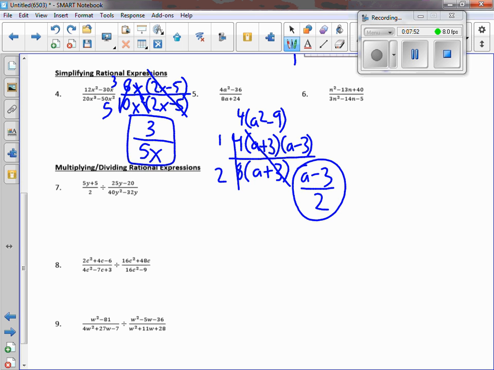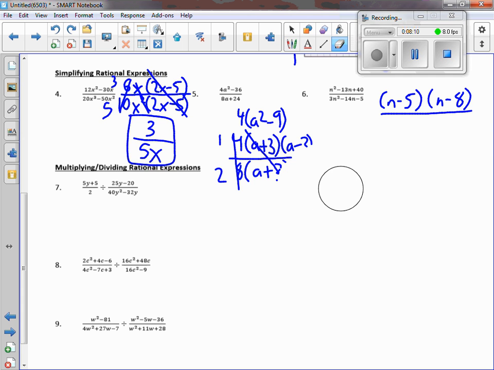Number 6, the top is a trinomial, so we'll add and multiply, adding to negative 13, multiplying to 40. That will be n minus 5, n minus 8. The bottom piece here, let me erase this to give more room for us.